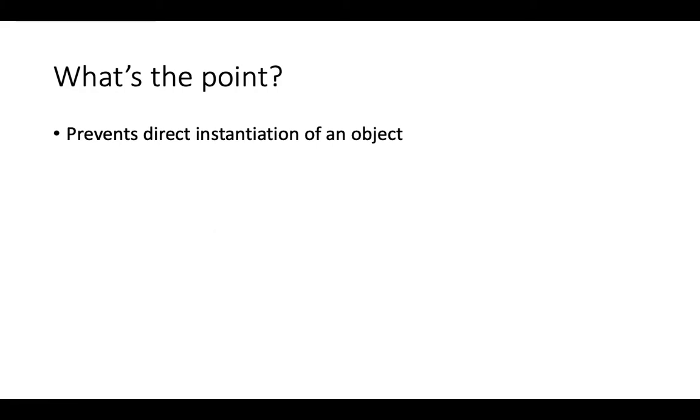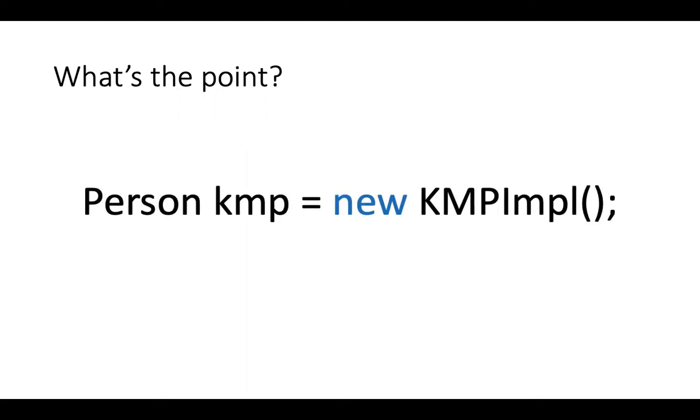But let's go ahead and get started with what factory actually is and what the point of using factory design pattern is. So factory prevents the direct instantiation of an object or an instance of a class. So the whole idea is that you're able to control when your object is created and how your object is created by not being able to use the new keyword to create an object. So let's give you an example.